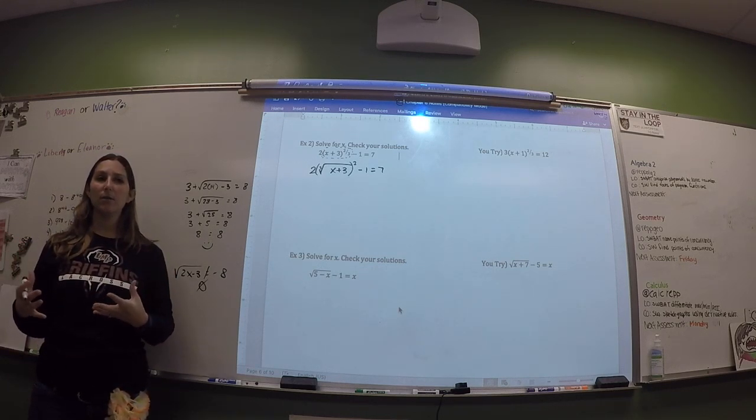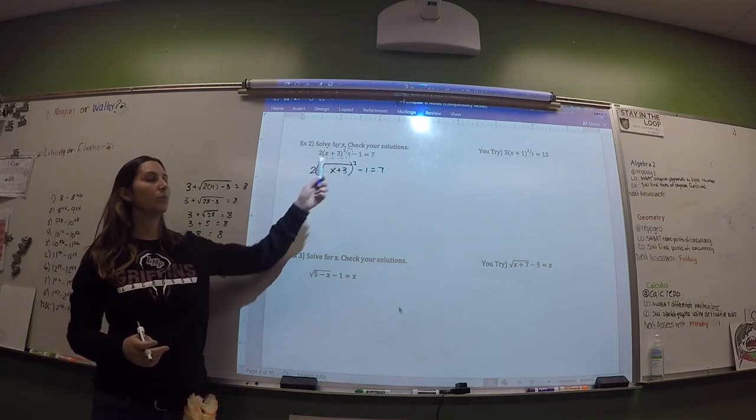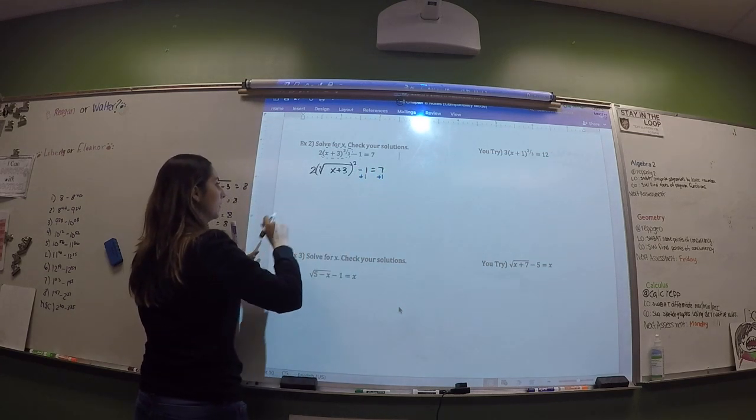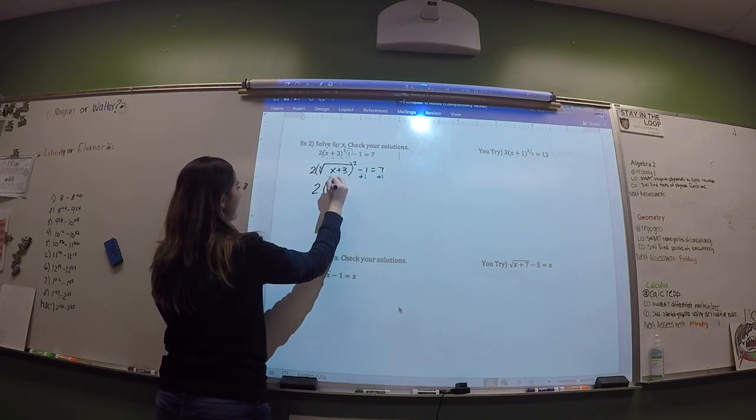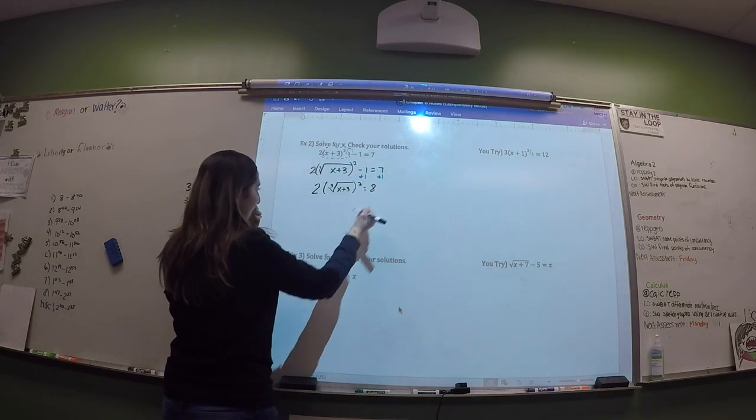We want to try to isolate x, so get everything away from x that you can. So add 1, probably add 1 first, and then did you divide by 2? So when you add 1, you get 8.